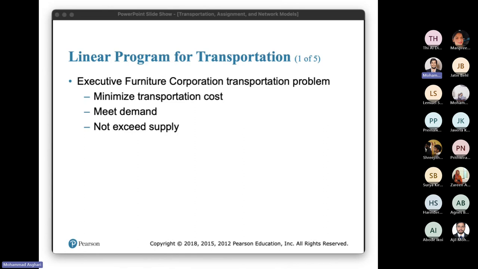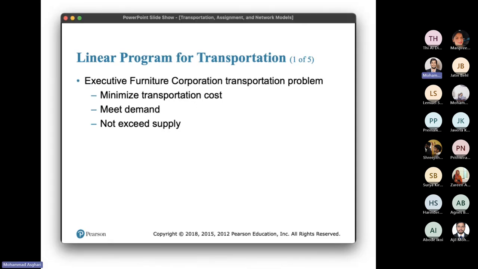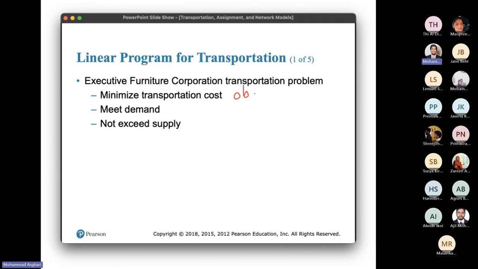Here, we want to learn how to use mathematics, linear programming, in order to write a formulation for transportation problems. Let's just start with one example, the Executive Furniture Corporation transportation problem. So we have a problem. They want to look for the best network. The idea is to minimize transportation cost. This is the objective function: minimizing transportation cost.